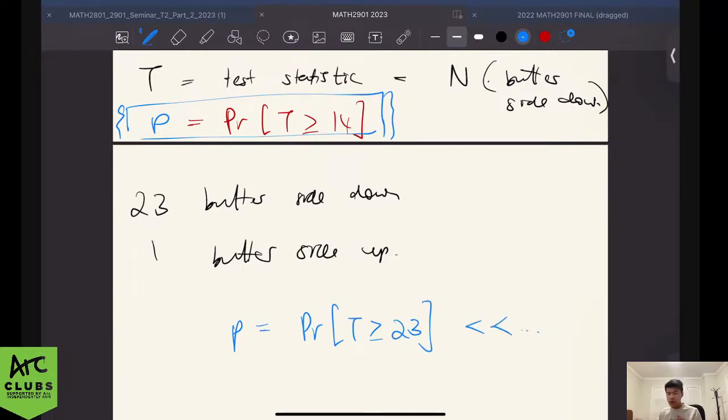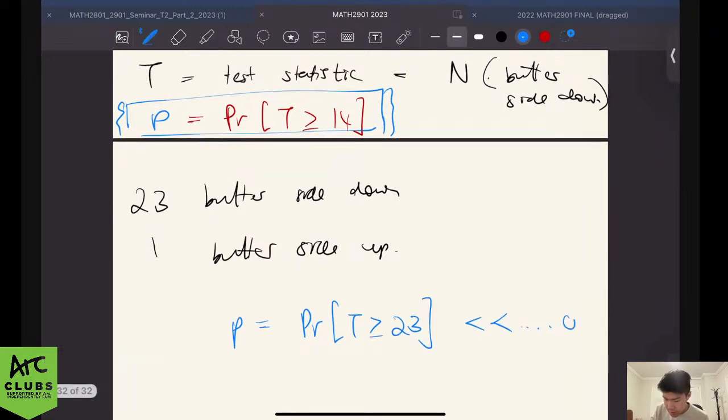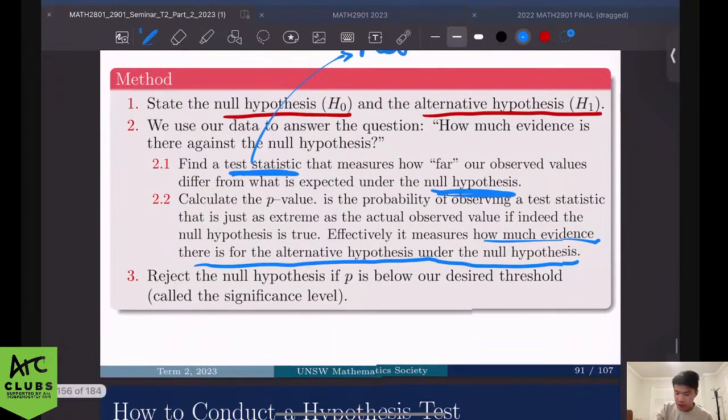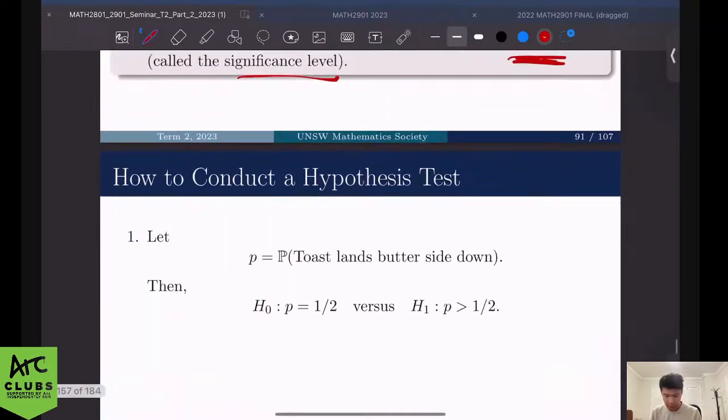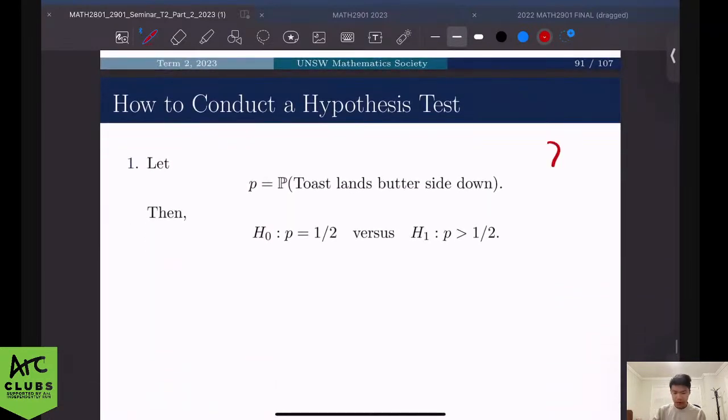And so what you do is you set a threshold. The threshold is a number such that if the p-value is less than that number, you will reject the null. So if p is below our desired threshold, which we call the significance level, we reject the null and say, okay, something's wrong. The null is clearly very implausible, so we accept the alternative hypothesis. Sweet. So you can see the hypothesis test process.